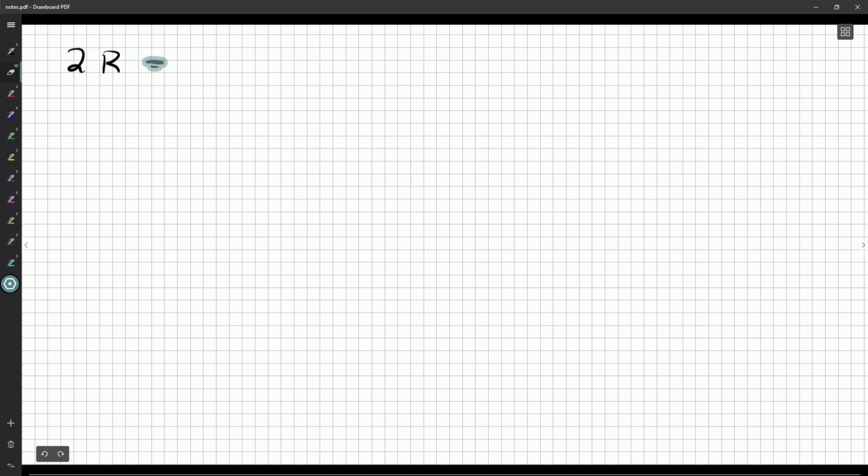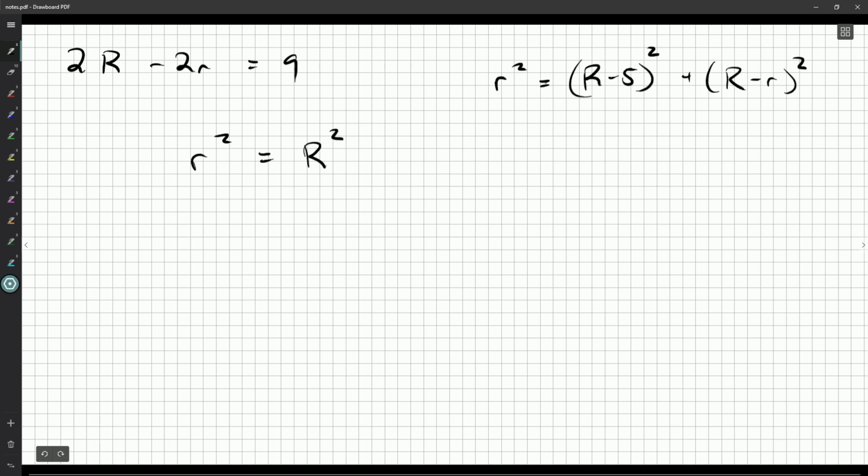I'm going to rearrange this so it says 2r minus 2 little r is 9. Okay? And then using my triangle, I can see r squared is (capital R minus 5) squared plus (capital R minus little r) squared. So you expand that out. We get capital R squared minus 10R plus 25, and then capital R squared again minus 2 little r capital R plus r squared. Those will cancel out.